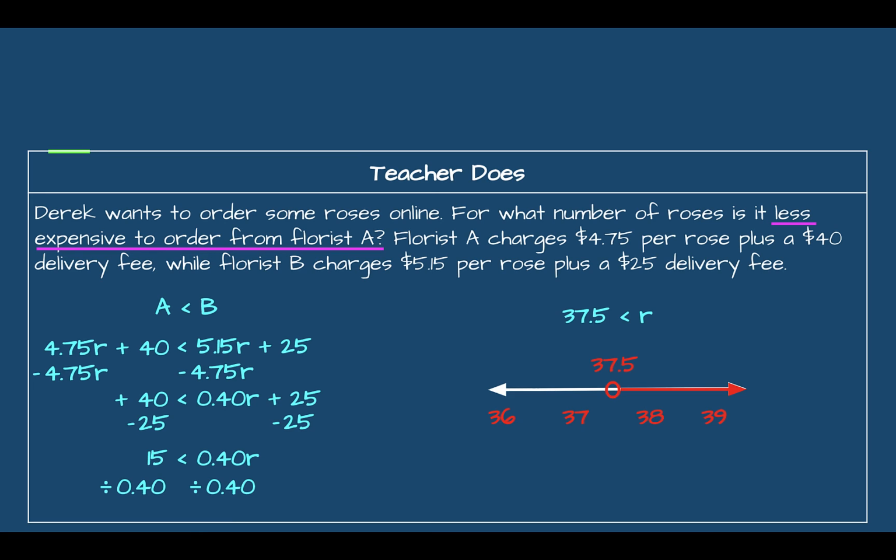Now, we're not going to buy half of a rose, and they're not going to sell you half of a rose. So we're going to pick the next possible whole value in this situation, which is 38. So if Derek wants to order from Florist A and have it be cheaper, then he would need to order 38 roses.